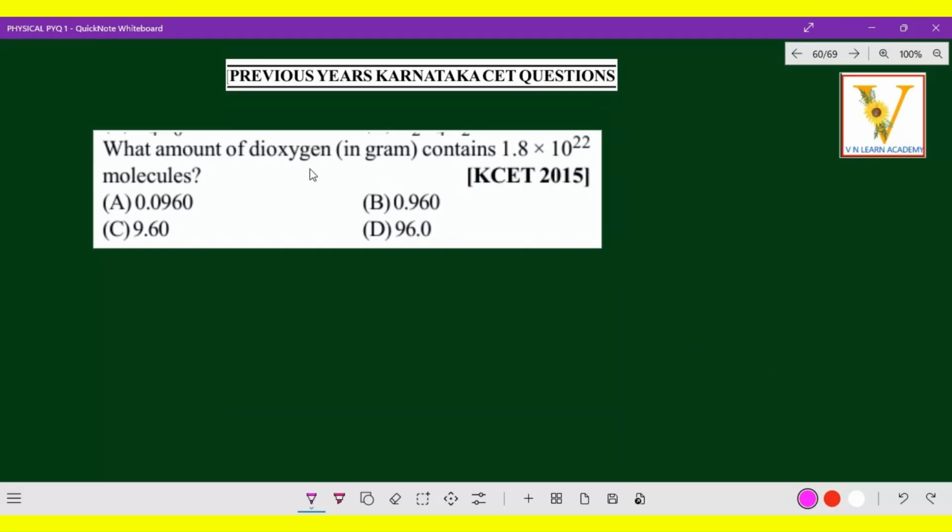What amount of dioxygen in grams contains 1.8 into 10 to the power of 22 molecules? Each and every time, one way or the other, they will ask this kind of question. What is the data? Oxygen, O2, dioxygen, in grams. They are asking for the mass. Here, the data provided is 1.8 into 10 to the power of 22 molecules.